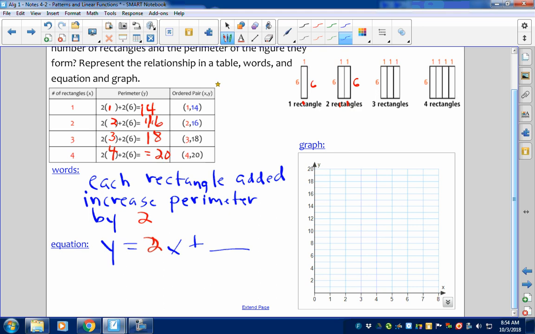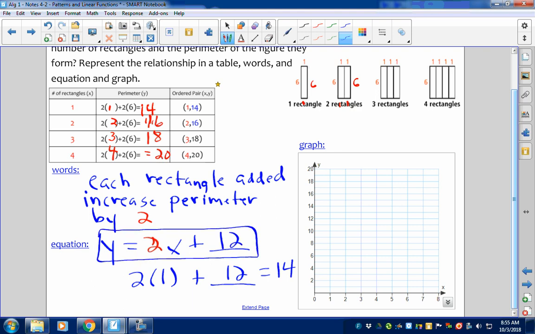Now, if I plug in 1 here, 2 times 1 equals 2. What do I need to add to 2 to get up to my first y value of 14? 12. And so that is known as the y-intercept of the linear equation. So every one of the tables that you're dealing with in today's homework and classwork will be like this. They're all linear. So they'll go up by a constant rate. That constant rate is the number in front of x. And then they're either going to start at 1 or at 0, depending on the context of the problem, and so that'll change what your y-intercept is.